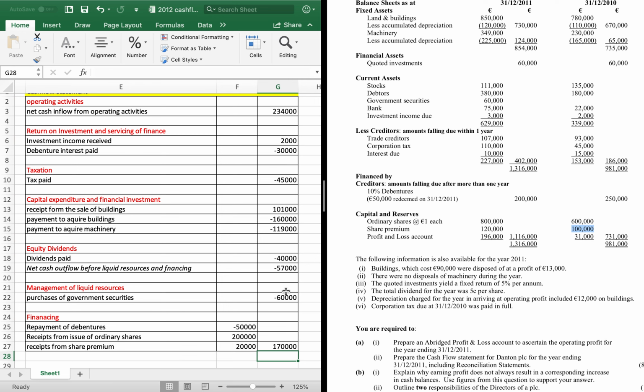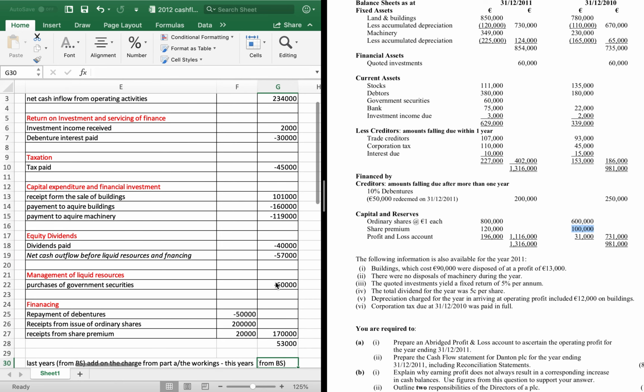So then it's minus 60,000 here, plus 170 gives you an increase in cash, and obviously taking the starting off the minus 57. So the increase in cash is minus 57, minus 60, plus 170, which is 53,000. If it's plus, it's an increase in cash. If it's minus, it's a decrease.